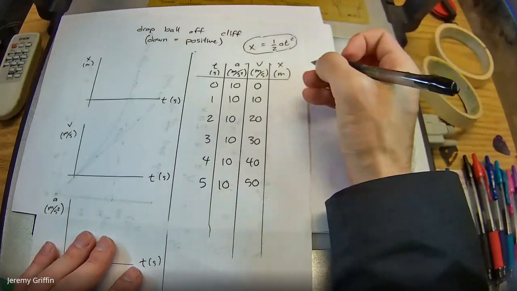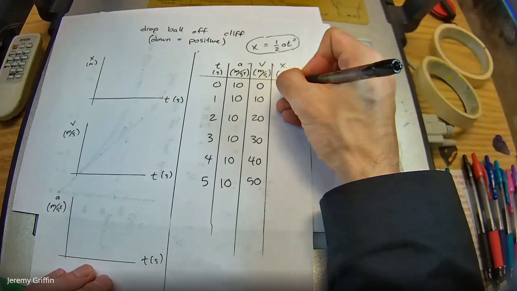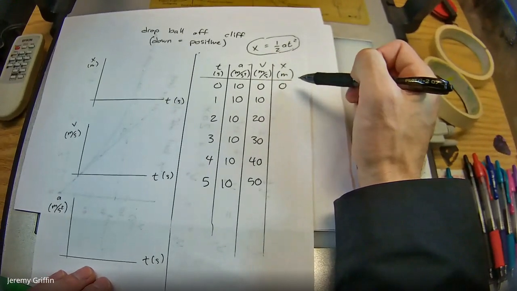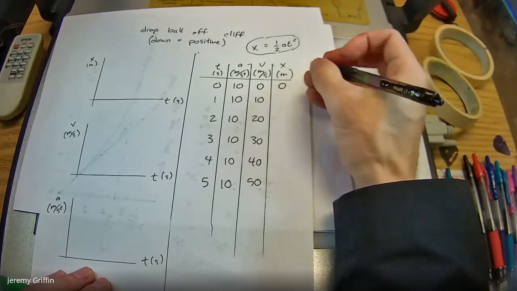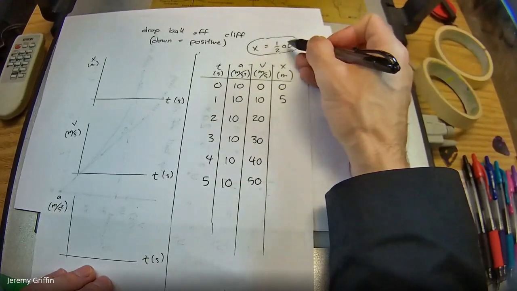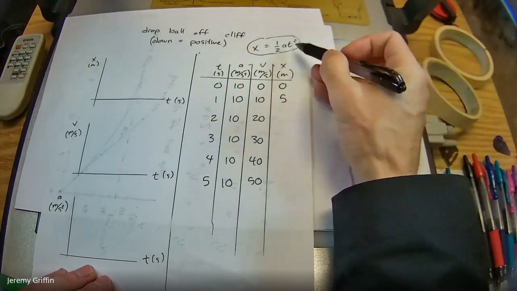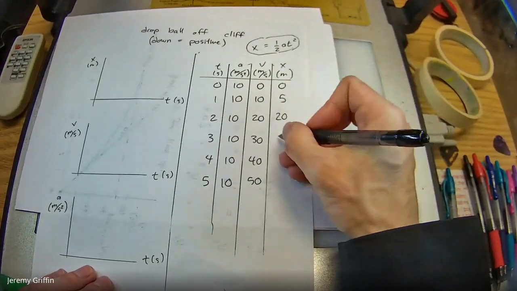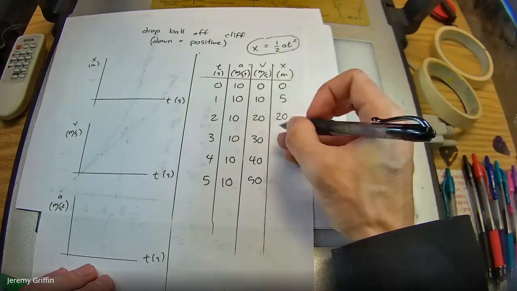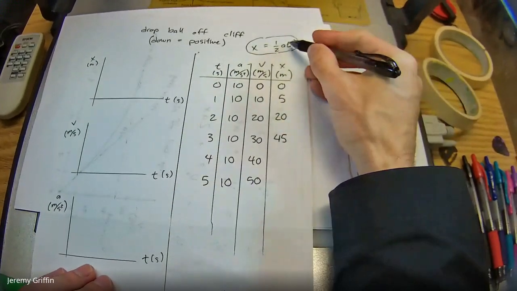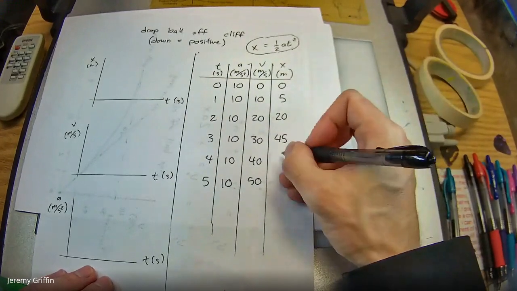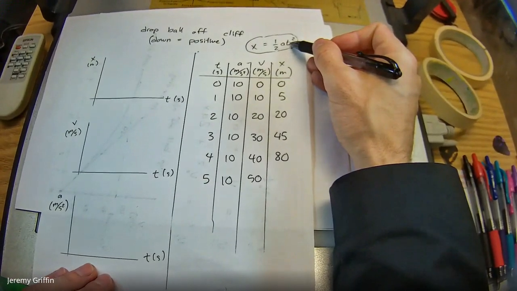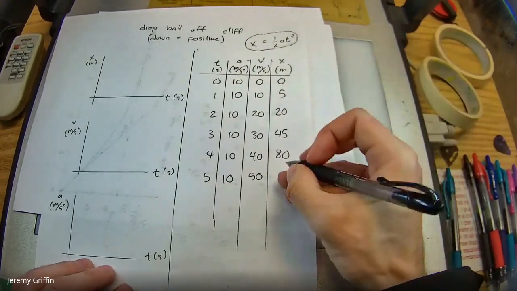Let's call the top of the cliff point 0 and down is positive. After 1 second, how far has it fallen in meters? It's not 10 meters, it's 5 meters. 1 squared times 10 over 2, 5 meters. After 2 seconds, 2 squared times 10 over 2, okay, 20 meters. 3 seconds, 3 squared is 9 times 5 is 45 meters. 4 squared times 5 is 80 meters. After 5 seconds, how far? 25 times 5, about 125 meters.